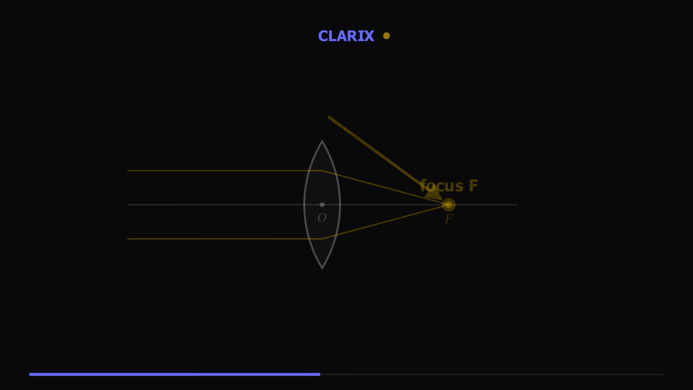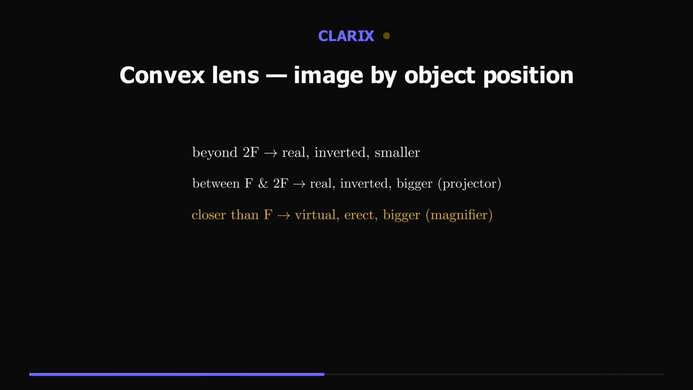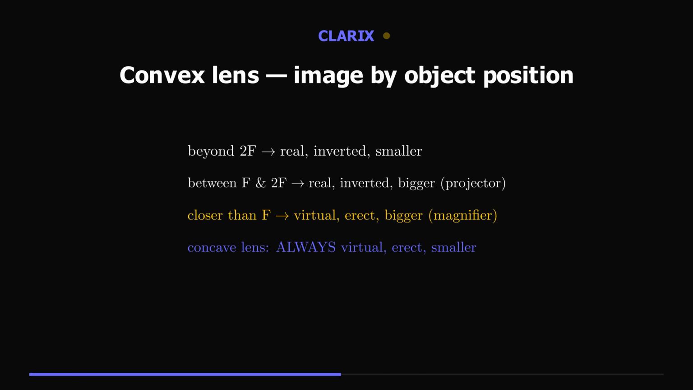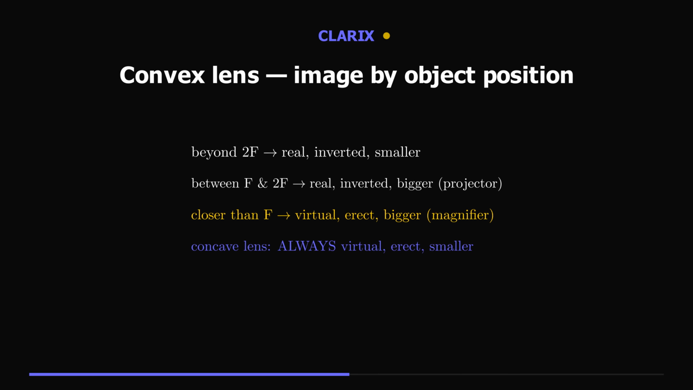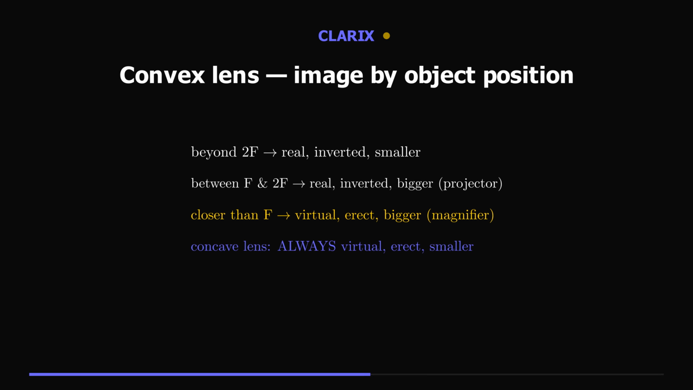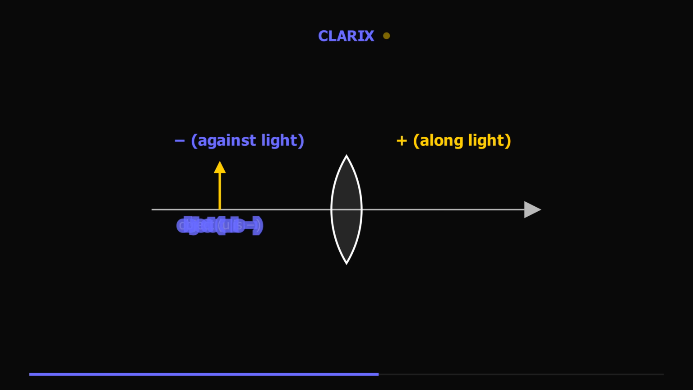The ideas carry over. For a convex lens, the image again depends on where the object sits. Far beyond twice the focal length, the image is real, inverted, and shrunk. Between F and twice F, it's real, inverted, and enlarged. That's a projector. But bring the object closer than the focus, and the image turns virtual, erect, and enlarged. That's a magnifying glass. A concave lens, like a convex mirror, keeps it simple, always virtual, erect, and diminished, wherever the object is.